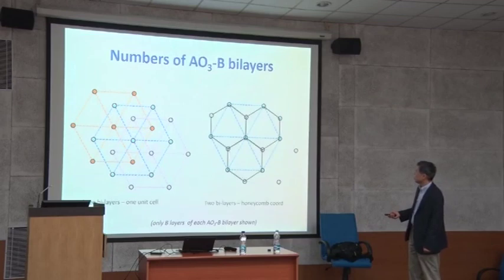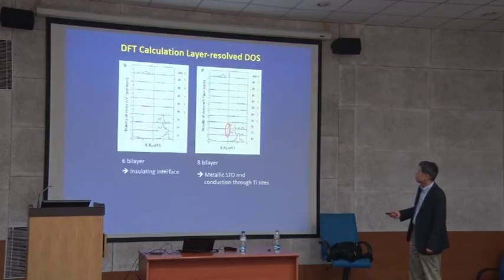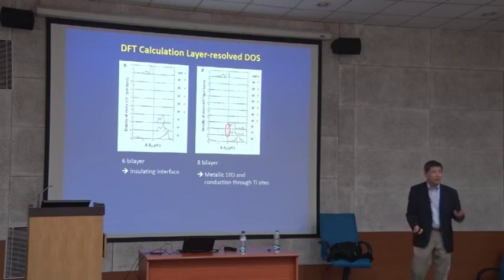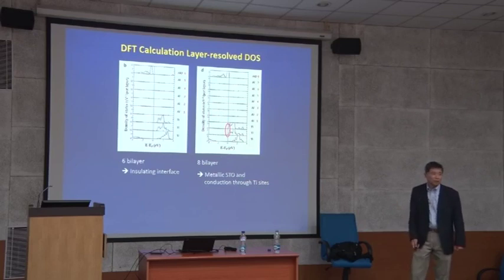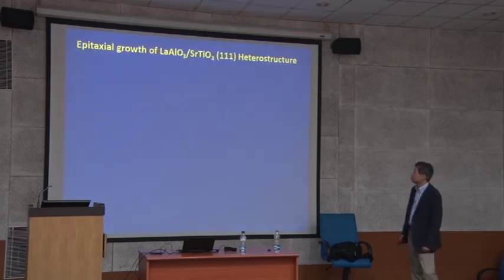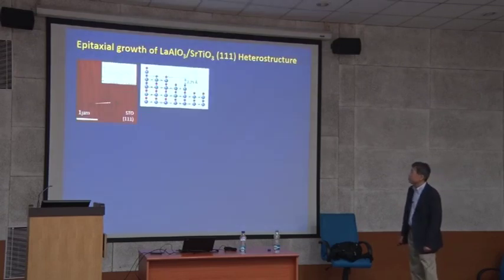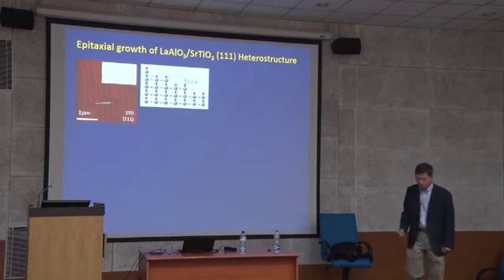And so that's the bilayers here. You have 6 bilayers and 8 bilayers, and you have a critical thickness. This is based on bilayers, not actual thickness, based on the unit cell. You expect metallic strontium titanate, with conductivity through the titanium site. You actually see that here: critical thickness is roughly 8 units. So we grow this material on the 111.